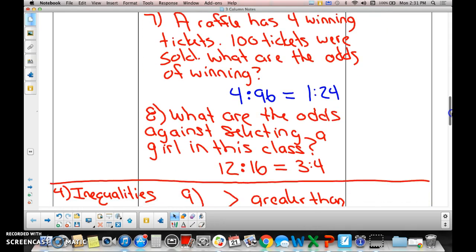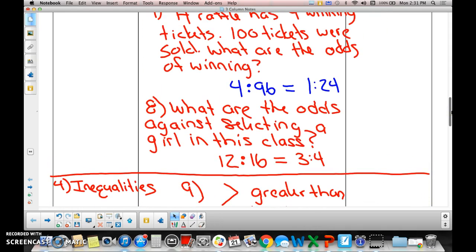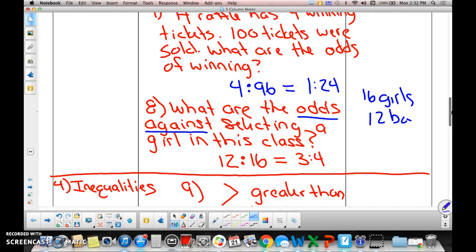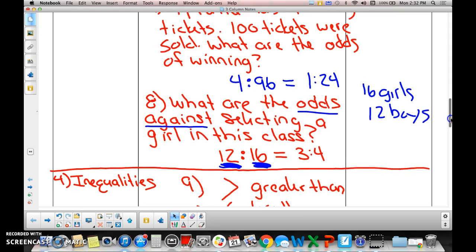Number 8 is an example of odds against, because it says what are the odds against, and we counted the kids in our room, and we counted 16 girls and 12 boys. And so what are the odds against selecting a girl? Well, what is the unfavorable event? Selecting a boy. And the favorable event is selecting a girl. So 12 to 16, or 3 to 4.